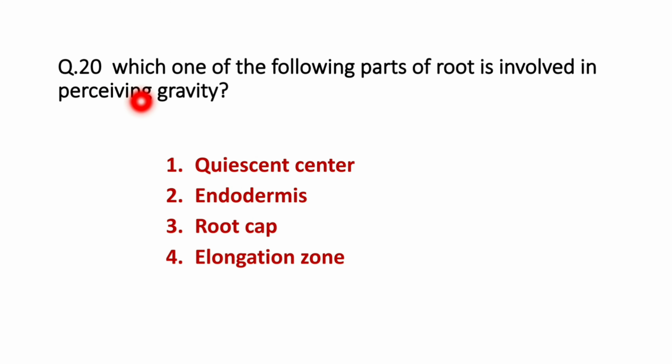Question number 20. Which one of the following parts of root is involved in perceiving gravity? Options are quiescent center, endodermis, root cap, or elongation zone. The right answer is option 3, root cap.